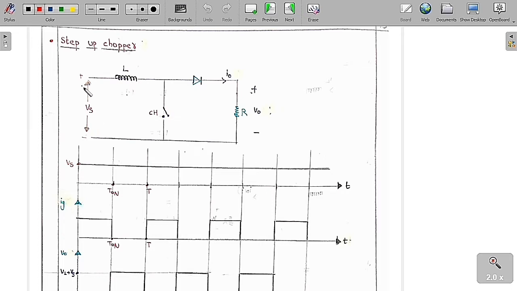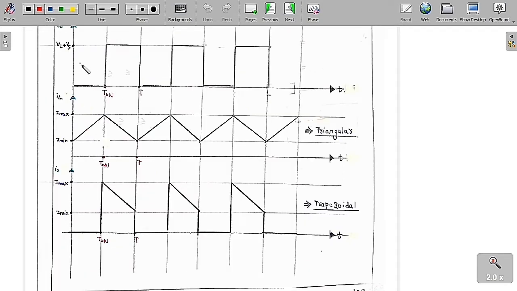The supply voltage is plus or minus Vs, the load resistor is R, the output voltage is plus or minus V naught, and the output current is I naught. I have already told you the supply voltage is always constant. Here I am going to do the switching operation of this chopper. For 0 to T on, I am going to turn on the chopper. From T on to T, it is called T off, meaning I am going to open the switch.